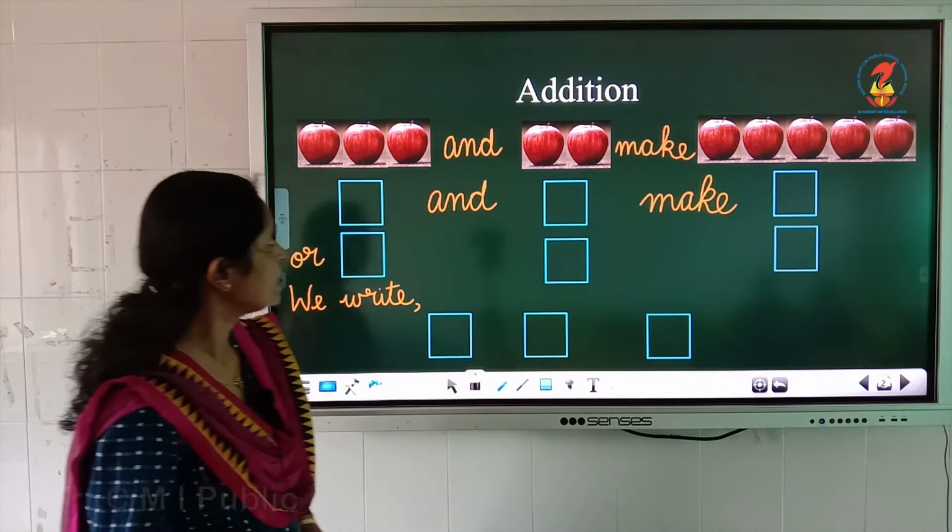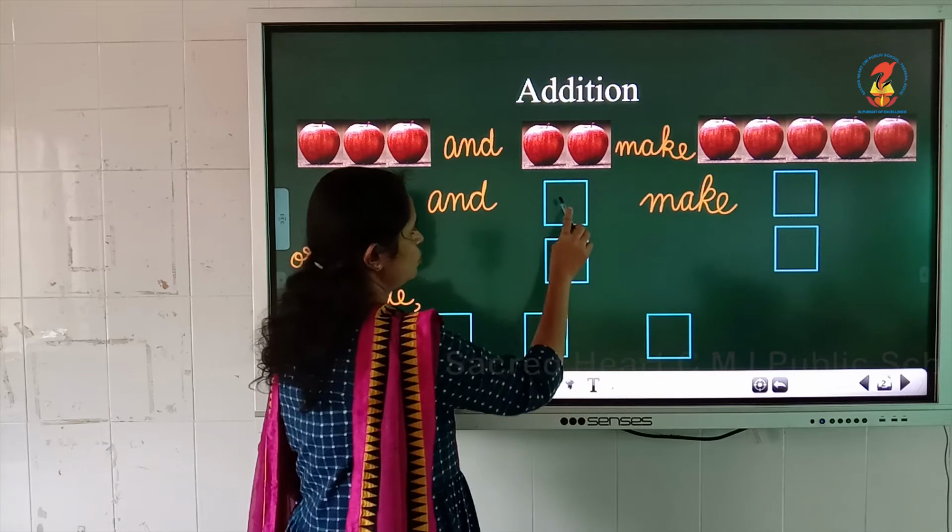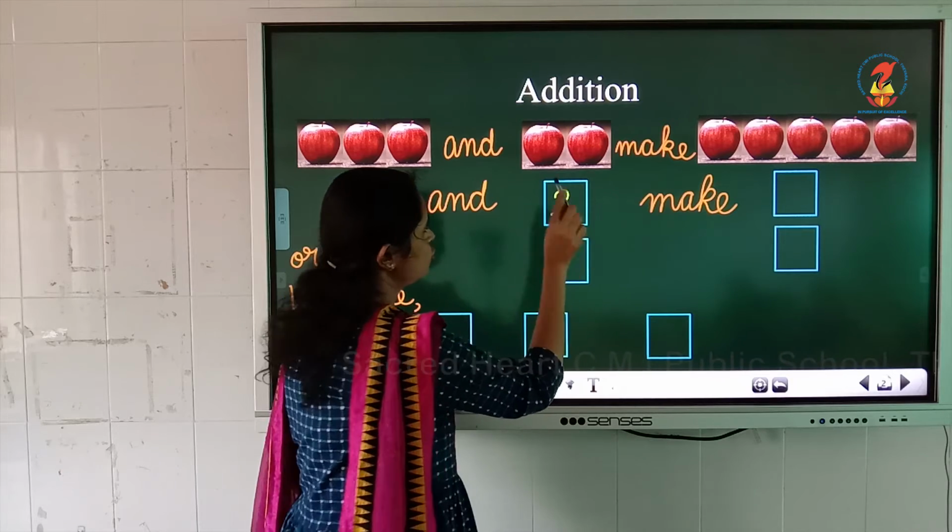In the first page, you can see some apples, isn't it? Now, how many apples are there in the first section, children? 3 apples, isn't it? 1, 2, 3. How many apples are there in the first one? 3 apples. Now, in the second set, how many apples are there? 1, 2. So, you can write the number 2.